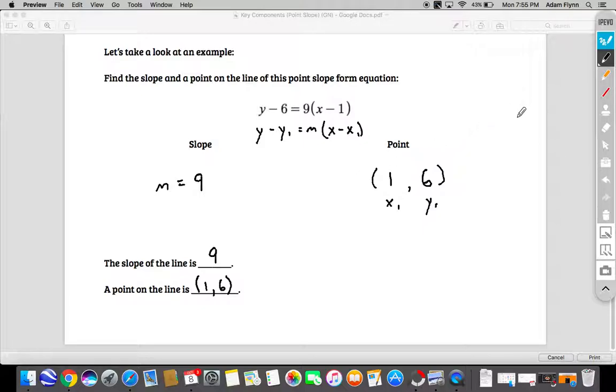At this time, you may move on to the example video for key components of linear equations in point-slope form.